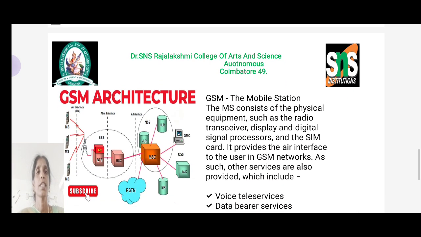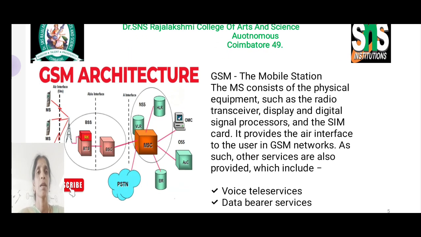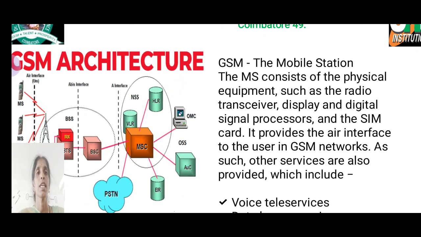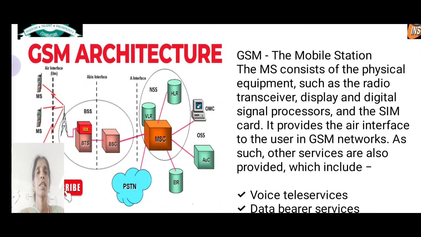In GSM architecture, it uses various interfaces for transmitting data: BTS, BSC, and MSC. BSC is nothing but the base station controller, and various registers can be used inside BSC and MSC. MSC consists of various physical equipment such as radio transceiver, display, digital signal processor, OSS, HLR, and VLR.